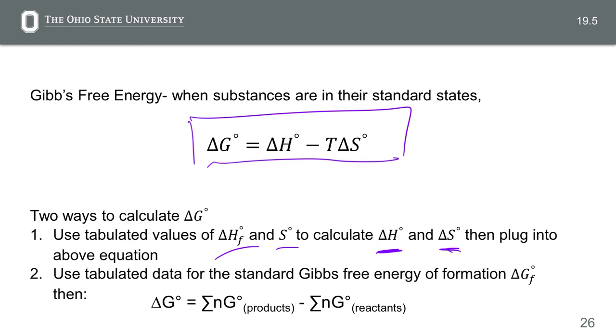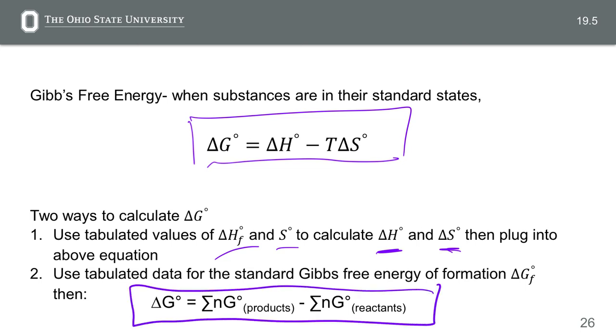There is another way to calculate delta G. There are tabulated values of the Gibbs free energy for various substances, and just like we've done with delta H and now delta S, you can calculate delta G in the same way. Okay? I don't think we're going to do an example of that. I think you all are probably pretty comfortable with that type of calculation.